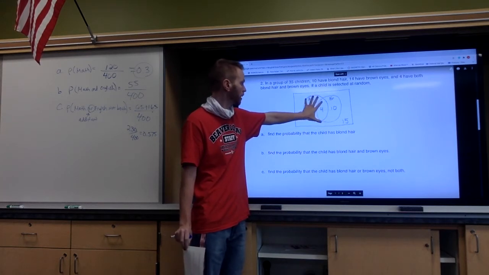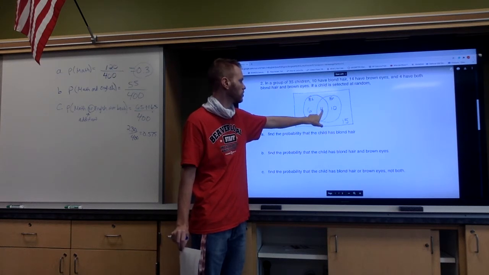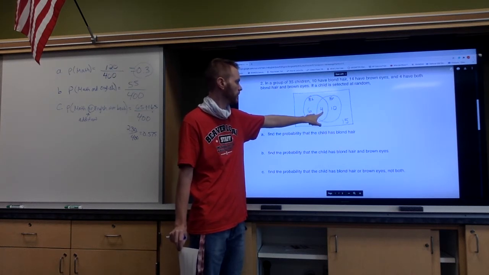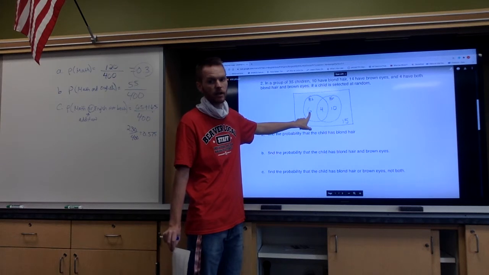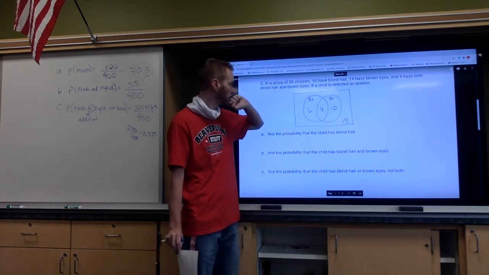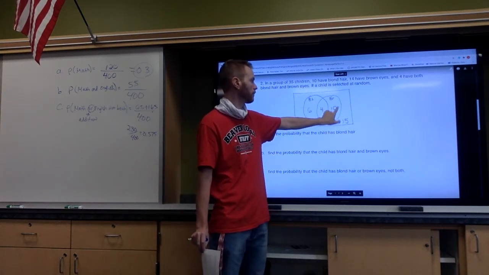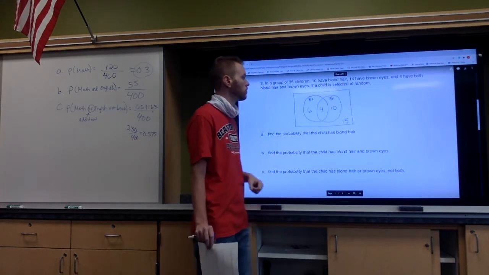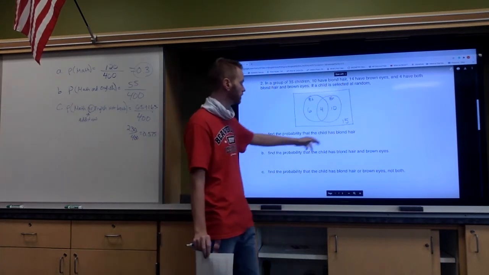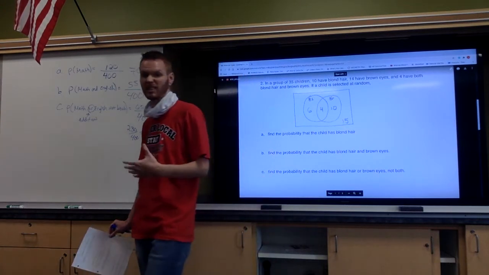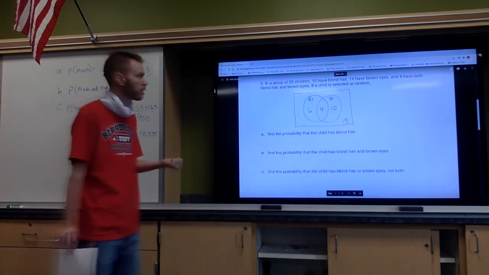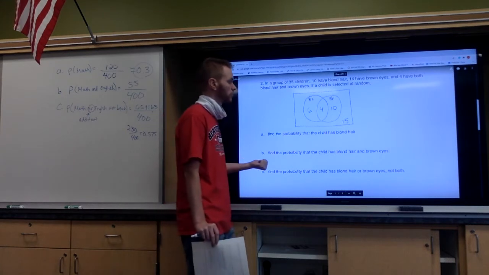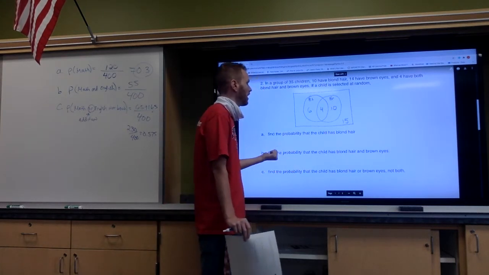In this bubble, blonde hair people, I have 10 total. So if 4 have both of these features, then this must be 6, right? Because combined gives me 10. And then over here, if I combine these two, I get 14, which is what it said here. There's 14 students who have brown eyes. And then the 15 on the outside just means that they have neither. They're not part of this character trait.